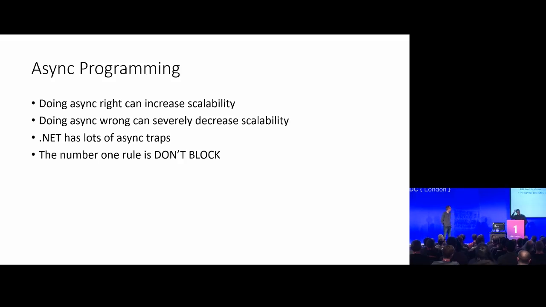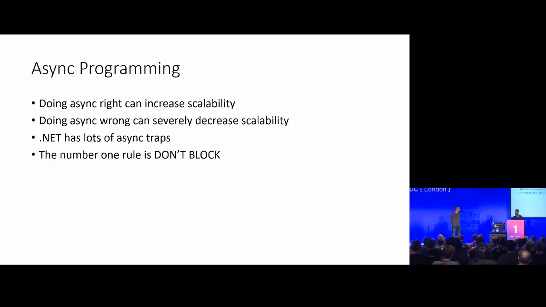Yeah. .NET has a bunch of async traps, mostly because we came from a synchronous world, and we had to add async as a bolt-on. So APIs have sync and async versions, and they don't interact well together. There are a bunch of issues if you use certain things in certain orders, and you'll see a bunch of those traps as we go through the talk.